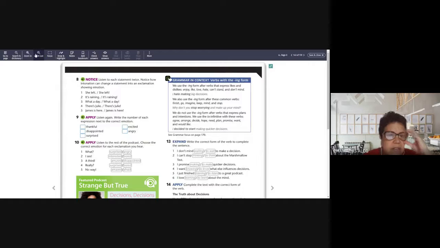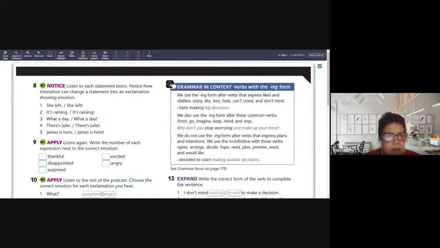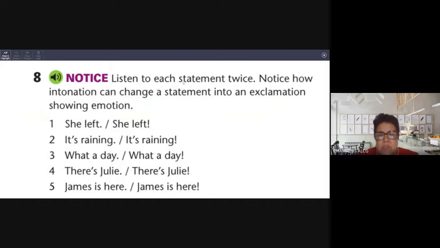Oh, right. So let's take a look at the first one here, people. Listen to each statement twice. Notice how intonation can change a statement into an exclamation, showing emotion. So let's pay attention here. First of all, guys, can you see exercise number 8? Yes? Okay, good. So let's listen.